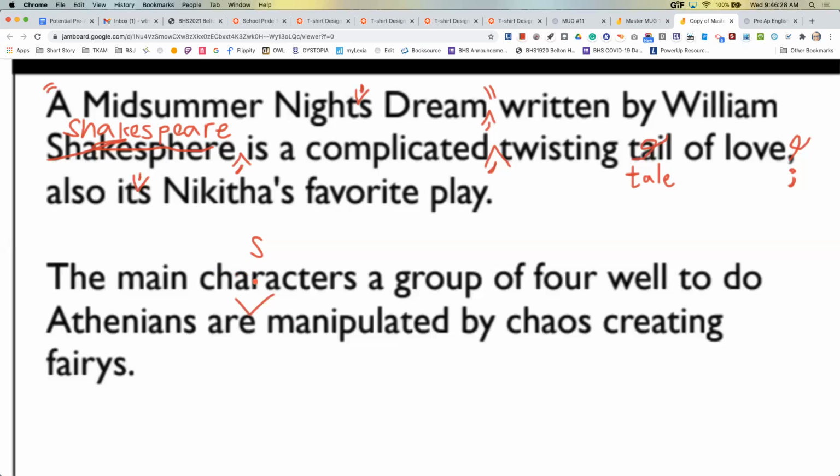So when our subject is separated from our verb, what do we do with the stuff in between? Put commas around it because it is an appositive. It's more information about the subject, not necessary to understand the grammar of the sentence. Okay, so a comma before and a comma after Athenians.